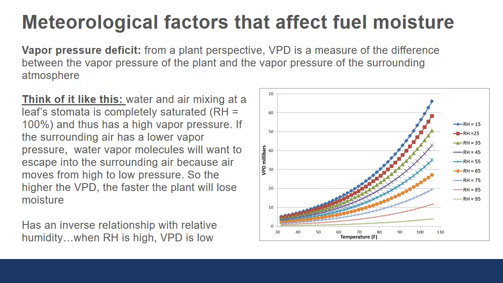Vapor pressure deficit is the measure of the difference between vapor pressure of a plant and the vapor pressure of the surrounding air. When the vapor pressure deficit is high, the plant will lose moisture faster. VPD has an inverse relationship with relative humidity as well.